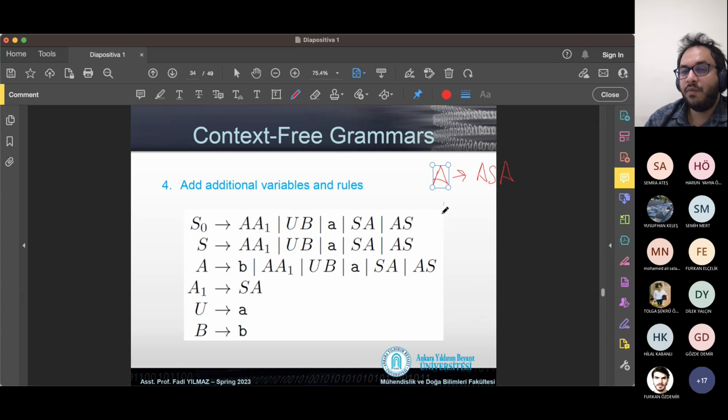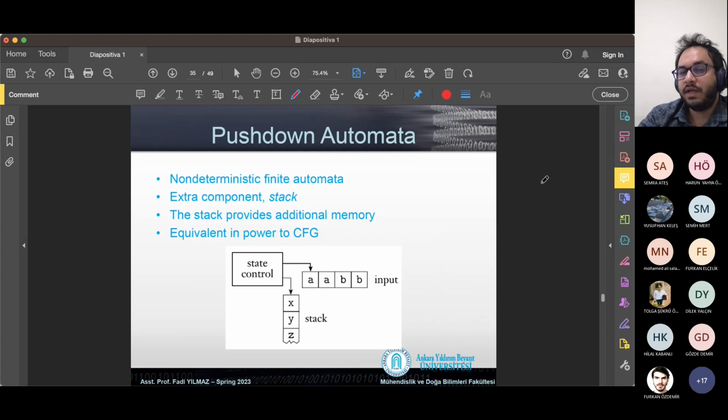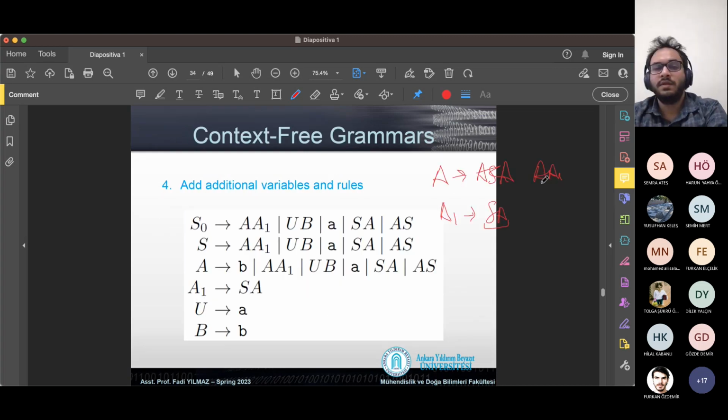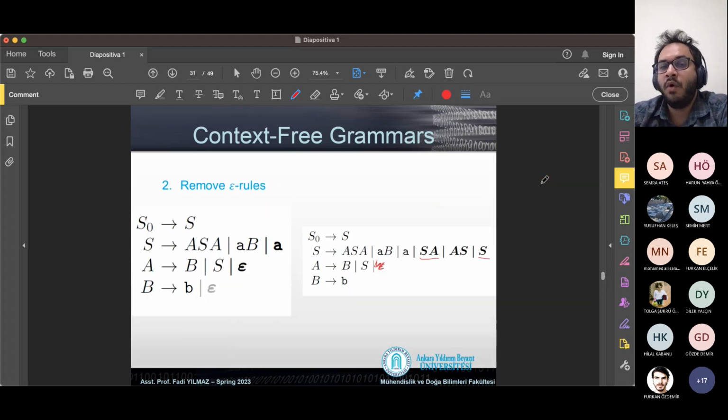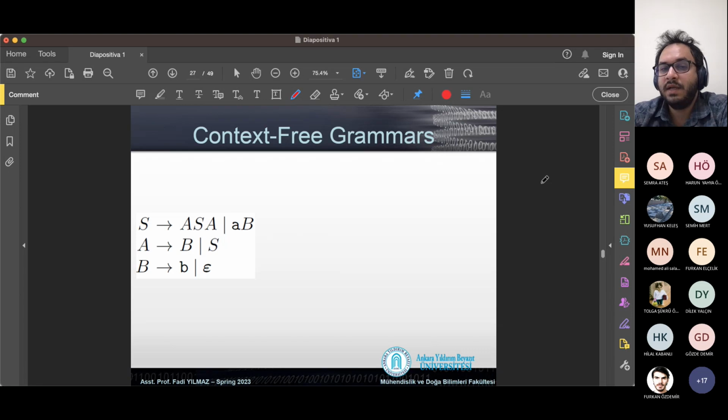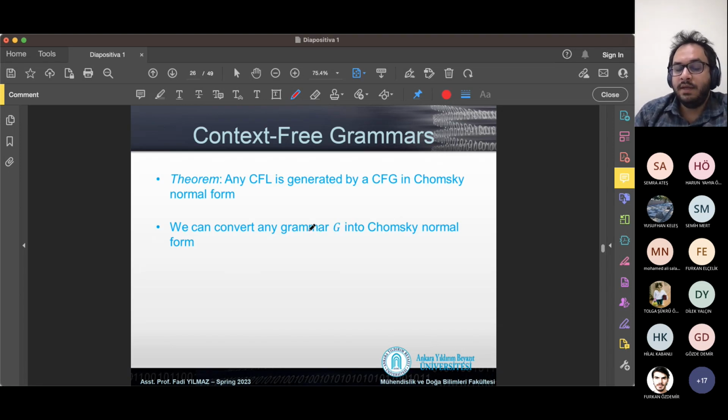If I just say something like A1 is equal to SA, which is in Chomsky normal form, then instead of this AASA, I can just type AA1, right? So that both of them are following Chomsky normal form. Okay, guys, this is a way of doing that. And if you need to write any kind of context-free grammar, then if you follow the rules, any kind of context-free grammar is convertible to Chomsky normal form.